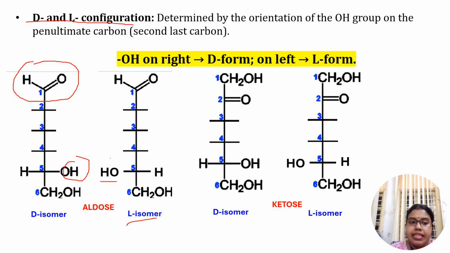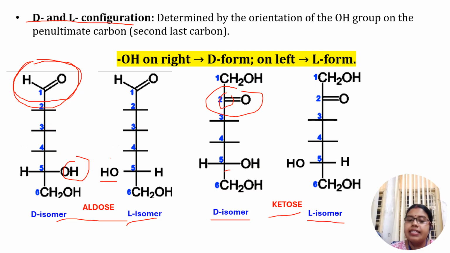If the aldehyde is present at the oxidized group, then both can be considered aldoses, and if the keto group is present, we consider it a ketose. For the ketose also, from the keto group, we consider the farthest carbon, and in this carbon, if the hydroxyl group is on the right hand side, we call it the D isomer, and if it is on the left hand side, we call this an L isomer.